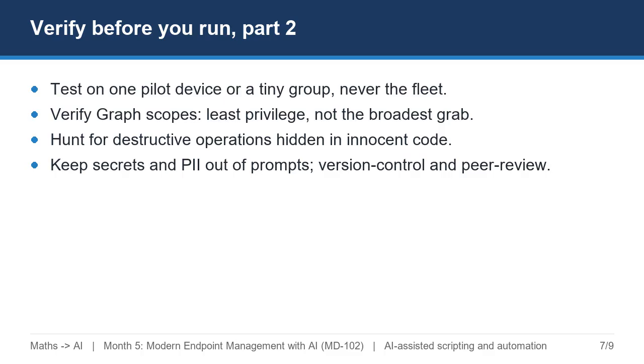Part 2. Test on one pilot device or a tiny pilot group, never the whole fleet, no matter how confident you feel. Verify the Graph scopes the script asks for, and trim them to least privilege rather than the broadest scope the AI grabbed. Read carefully for destructive operations buried in otherwise innocent-looking code. Keep secrets and real user data out of your prompts, use placeholders. And finally, version control and peer review every script before it goes anywhere near production. These rules are not optional.